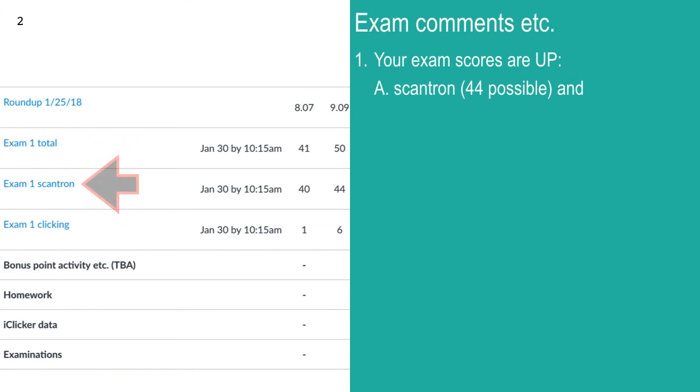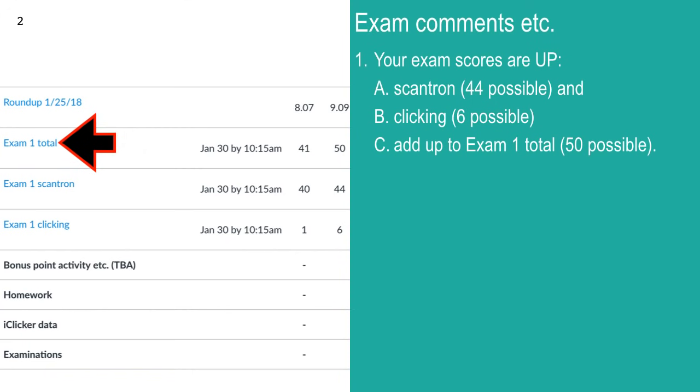The Scantron score is here on your grades page, and that's based on a possible 44 points. Below that is the exam 1 clicking score, based on a possible 6 points. In this example, the student got 40 Scantron points and 1 iClicker point. Up here, the exam 1 total puts both of those numbers together. So for this example, that's 41, out of a possible 50.